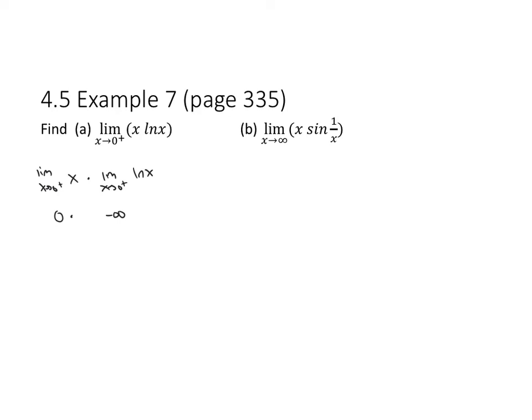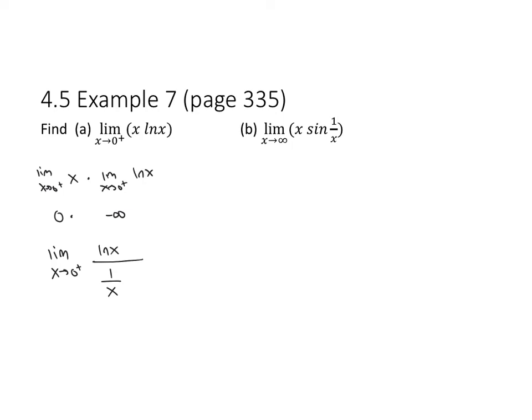Now, while this is an indeterminate form, it's not one that I can use L'Hopital's rule for. So I'm going to do a little bit of fancy arithmetic here and say multiplying by x is the same as dividing by 1 over x. So I'm going to rewrite that as ln x over 1 over x. Now, while these are equivalent, the second form helps me be able to use L'Hopital's rule, because now I have an indeterminate form of infinity over infinity.